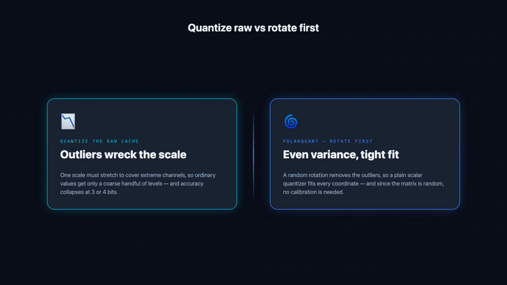By redistributing variance uniformly first, PolarQuant removes the outliers that force that wasteful scale, so a plain scalar quantizer now fits every coordinate tightly. And because the rotation matrix is random rather than learned, it works on any model at inference time, with no offline calibration or preparation step at all.